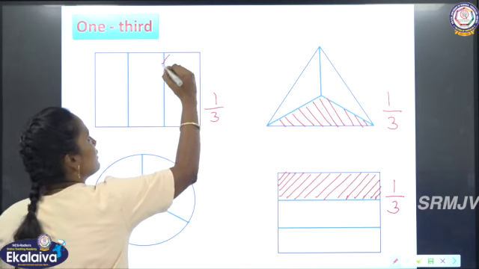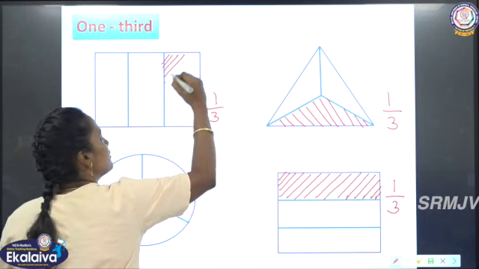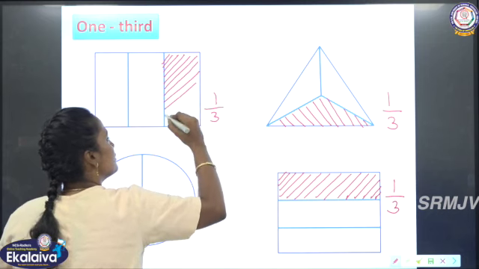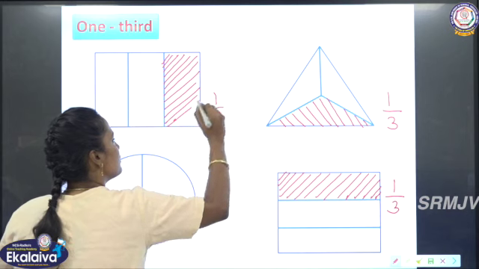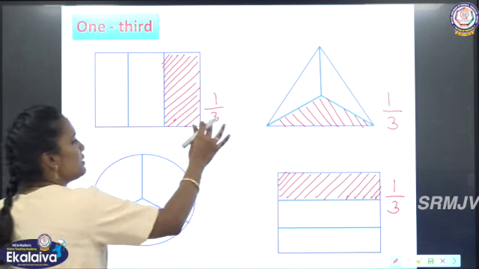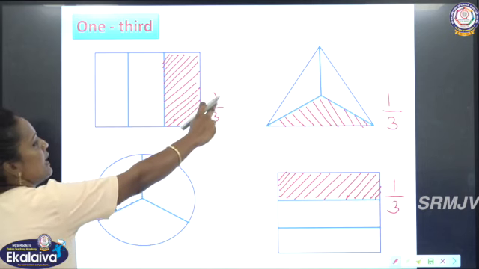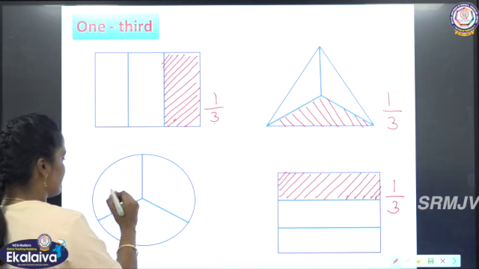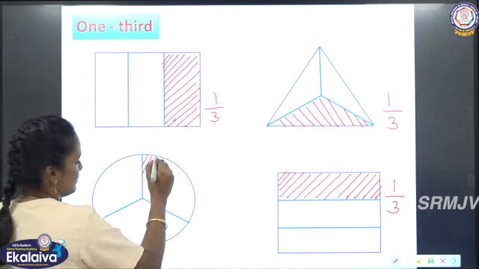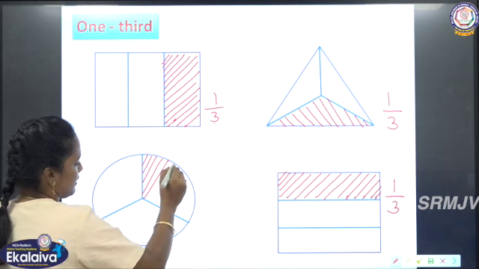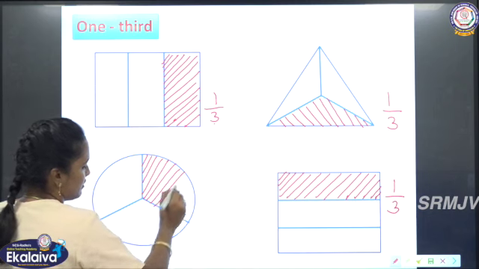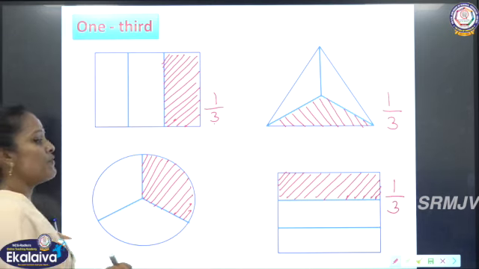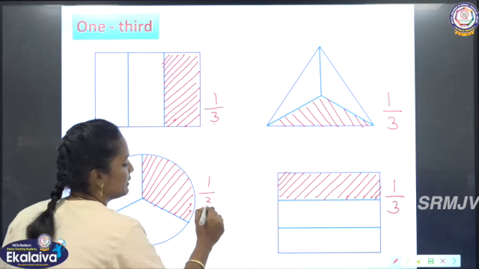So 3 means 3 equal parts, and 1 means one part has been shaded. Here again is a circle. I am going to shade this side, 1 by 3. So we saw the examples of 1/3.